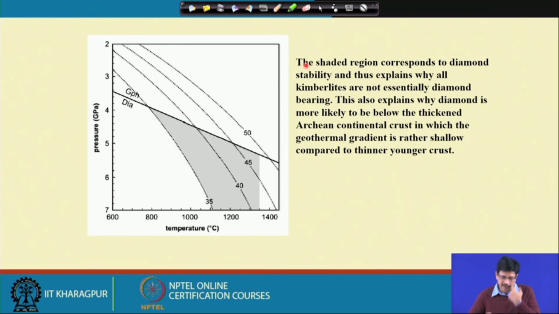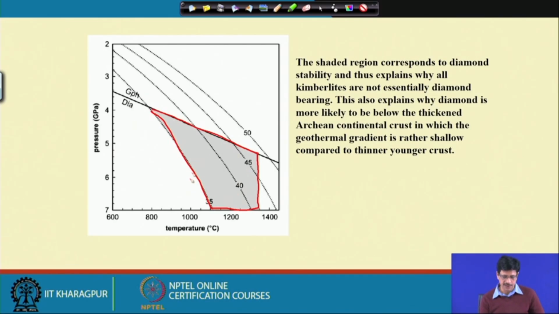This is just to recall the diamond window. This is the shaded part here. The shaded part here is the diamond window, which explains why we need a thickened continental crust where the geothermal gradient will be shallow and the temperature is high, and this defines where the graphite-diamond stability line intersects. This defines the diamond window.